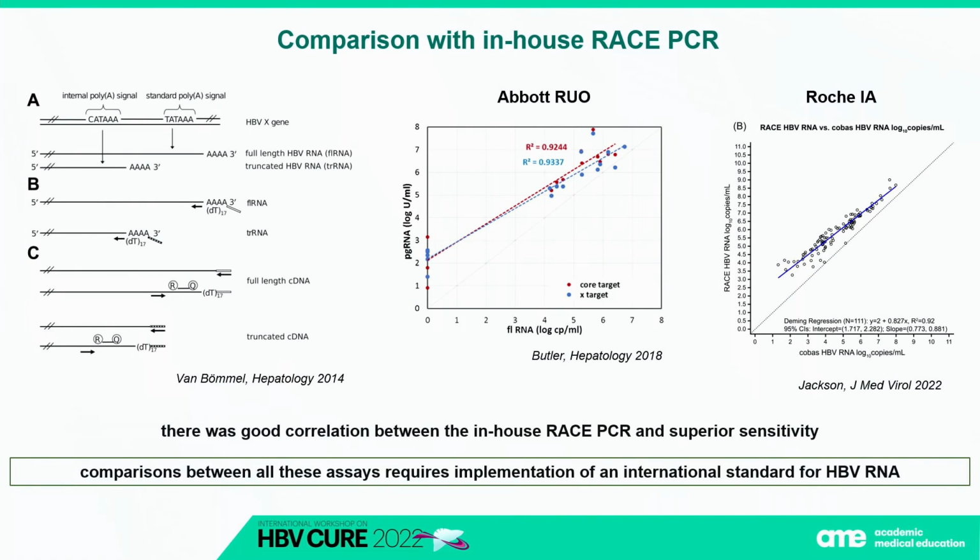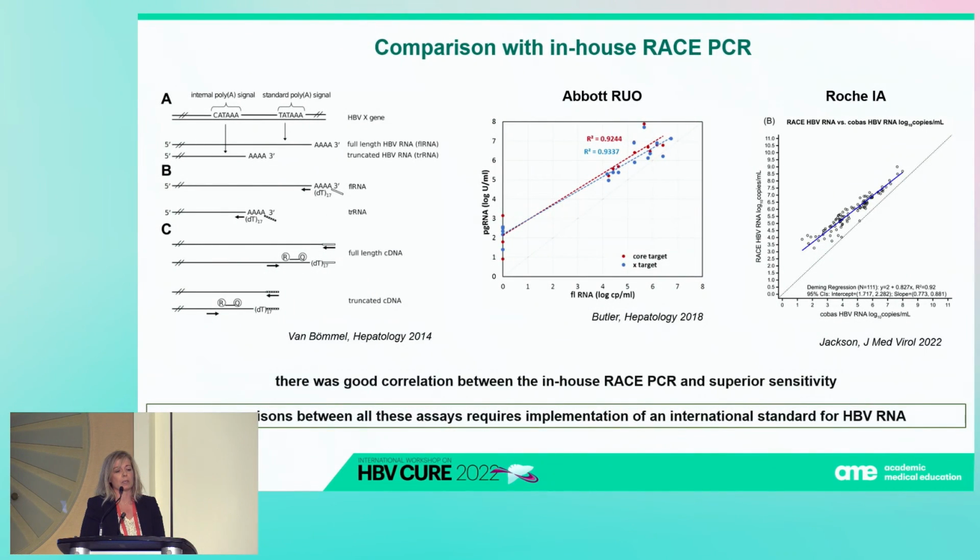So the two tests were compared to an in-house RACE PCR, which was developed by Van Bommel in 2014, and both of them showed a good correlation with this in-house PCR and superior sensitivity. However, a comparison between the two Abbott and Roche assays really needed the implementation of an international standard for HBV RNA.